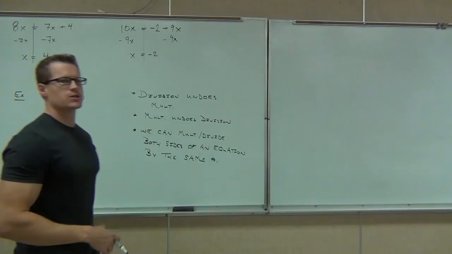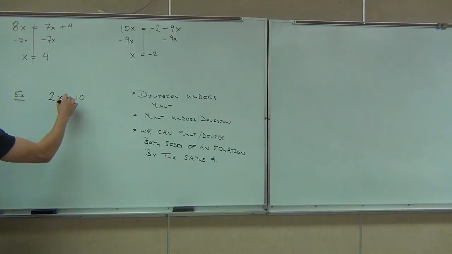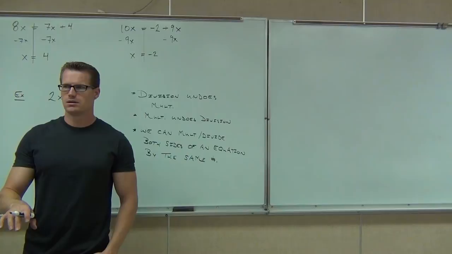So back to our 2x equals 10. We know that addition or subtraction doesn't undo the multiplication, which we need to get rid of. We're still looking to get the x by itself, so we'll draw our line, and we'll try to get rid of that 2. What's going to undo the times 2? We just talked about that. We'll divide by how much?